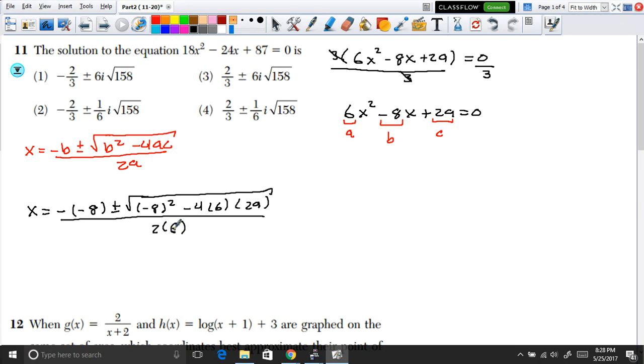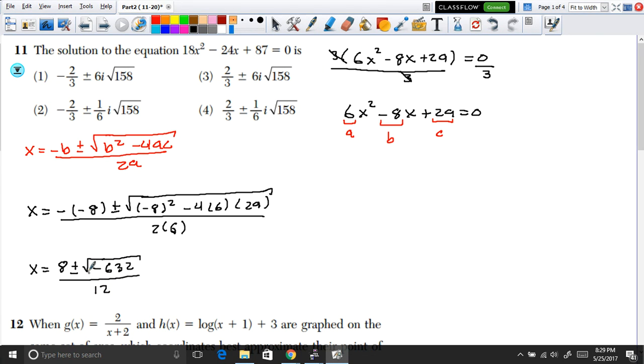Now here, you can find this all in the calculator. If we find this in the calculator, you will have the following. Negative times negative 8 is just positive 8, plus or minus. You can find negative 8 to the second minus 4 times 6 times 29 in your calculator. And if you do so, you're going to obtain negative 632. And this is all over 2 times 6, which is just 12.